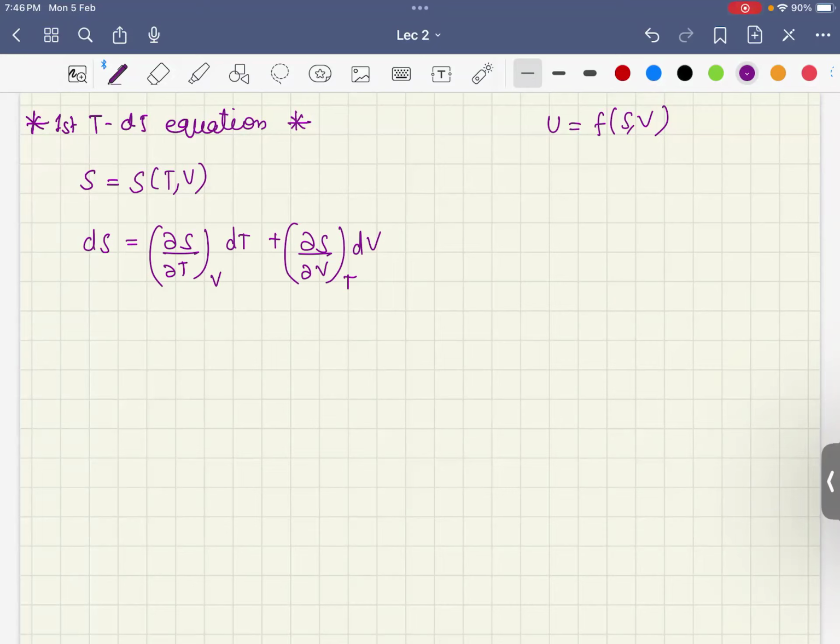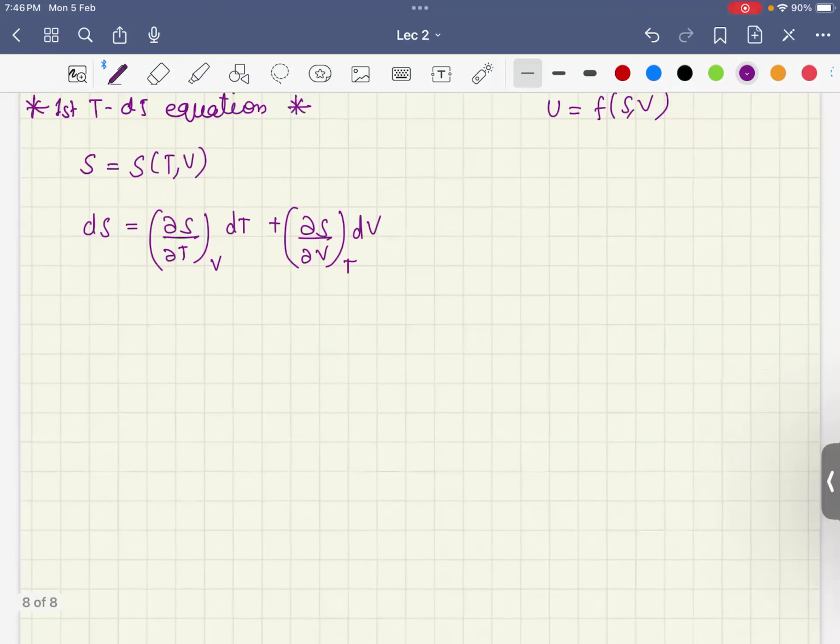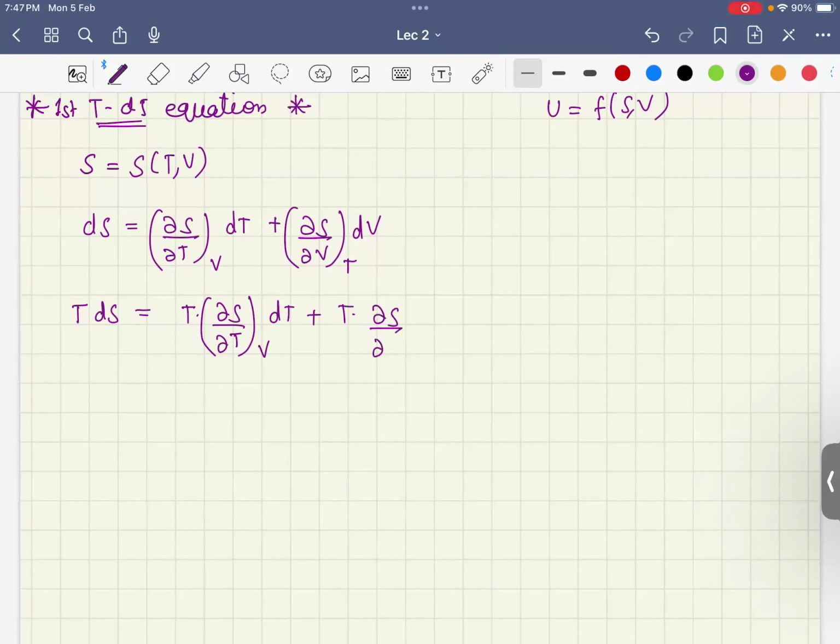Right? So now let us multiply both the sides by temperature because TdS is here. So T dS is nothing but T (∂S/∂T) at constant V dT plus T (∂S/∂V) at constant T dV. What I have done is nothing but I just multiplied by T on both the sides.